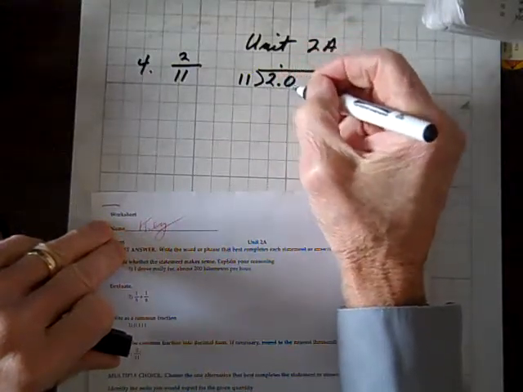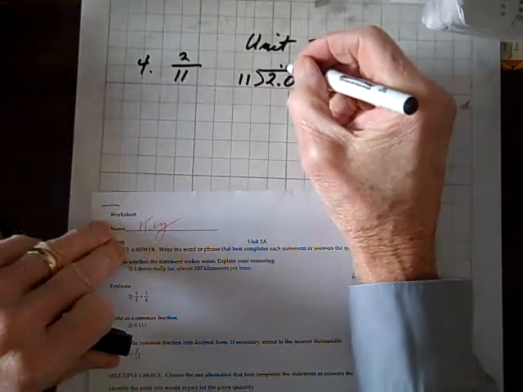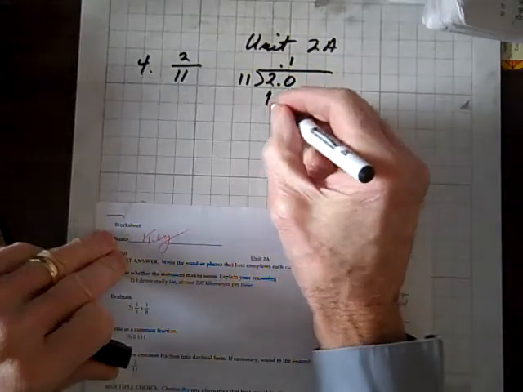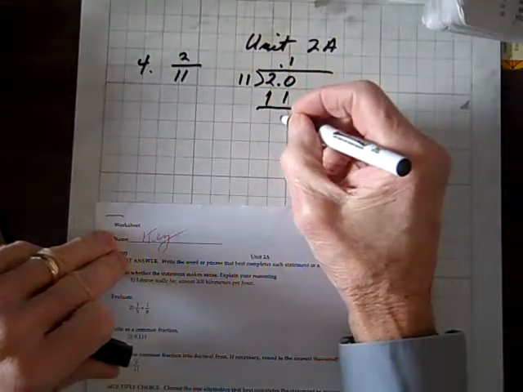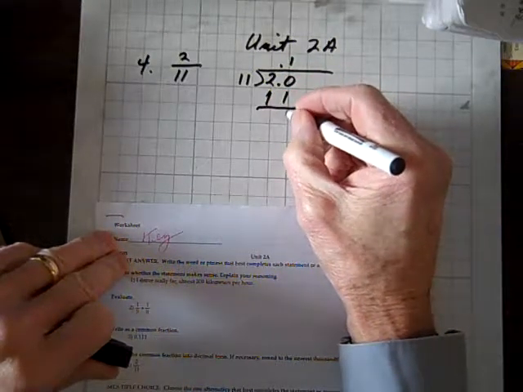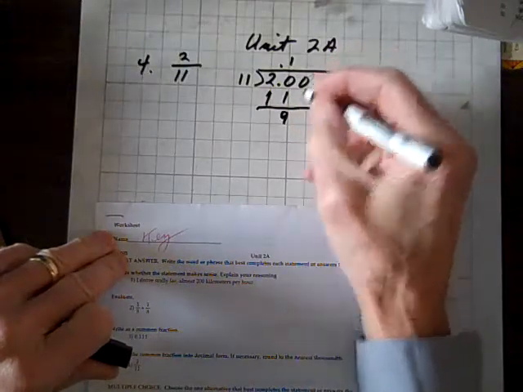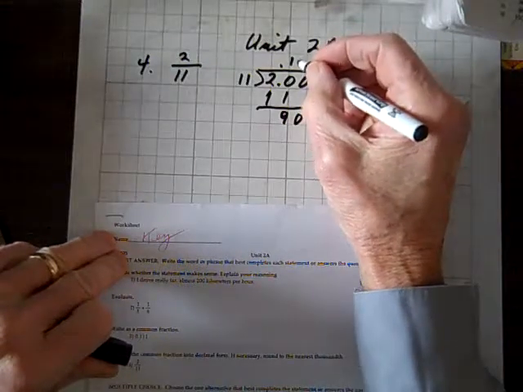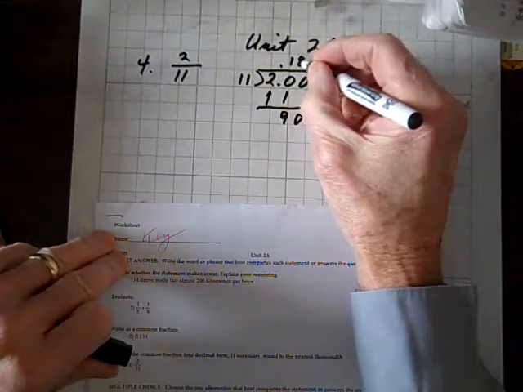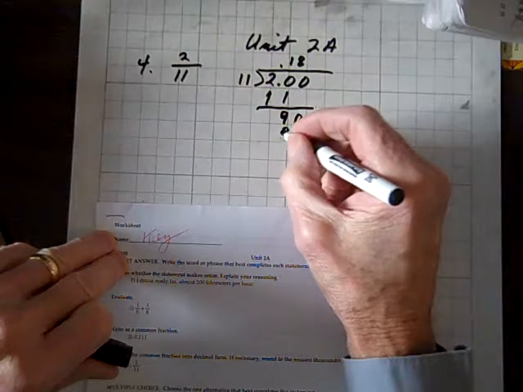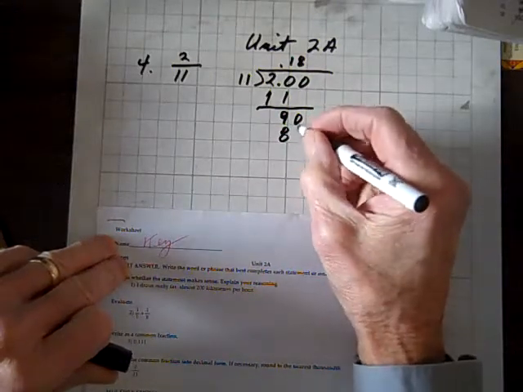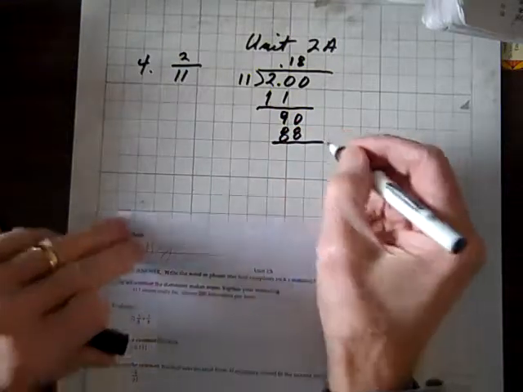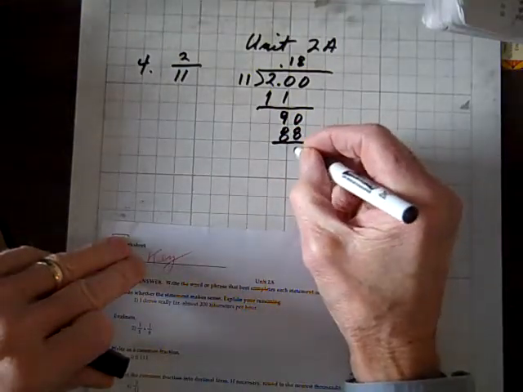What times 11 gets close to 20? Well, the closest thing is 1 times 11, so we get 11, and when we subtract, we get 9. And now I'll put a 0 here, and I guess 8 times 11 is 88, and that's as close as we're going to get to 90. By multiplying by 11, when we subtract, we get a 2.